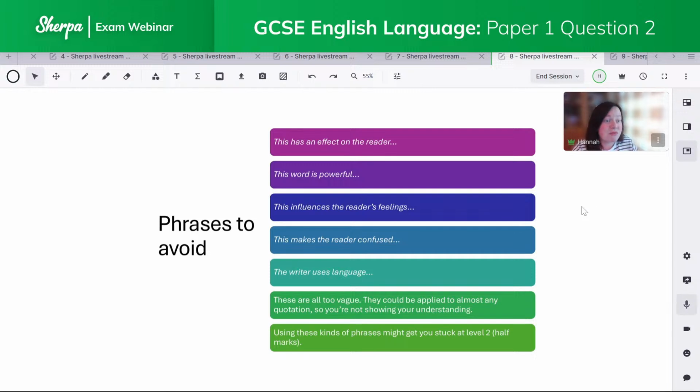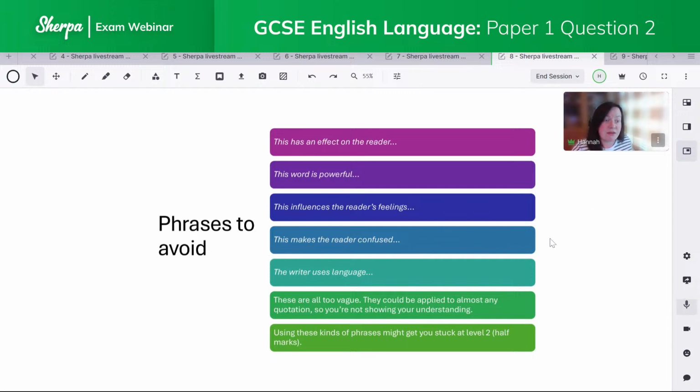"This word is powerful." Why? I had that and left it. That's not enough. You need to say exactly why it's powerful. "This influences the reader's feelings." That's very similar to the first one. You need to say what feeling it is influencing or what it is creating in the reader. "This makes the reader confused."